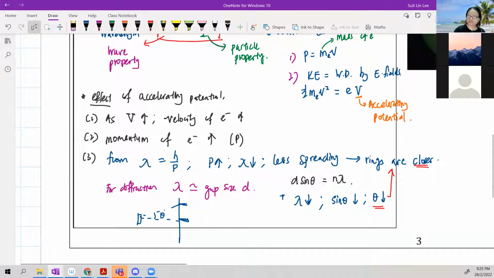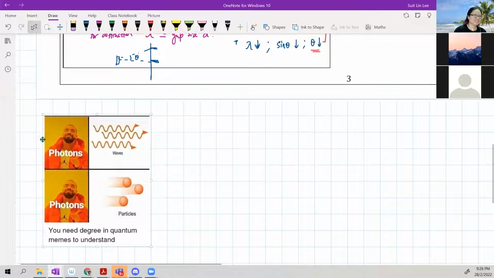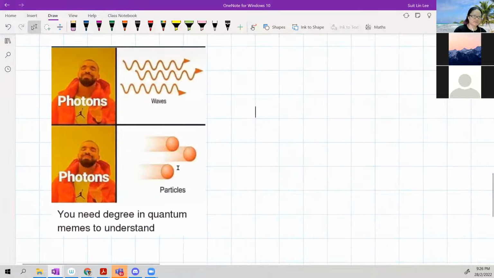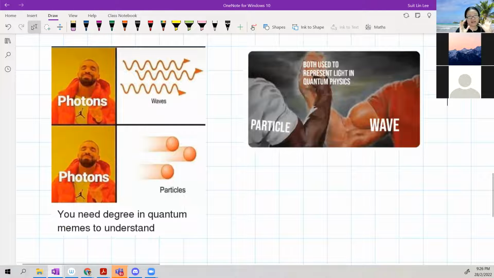In a nutshell, you can see this whole experiment as how... I'm going to show you a bunch of memes. First one is very meme worthy. The photons are both waves and particles. At the end of the day, we need both to represent particle and wave. There's no such thing as, is the electron a particle or a wave? The answer is both, at the same time. You need both to properly describe the electron.